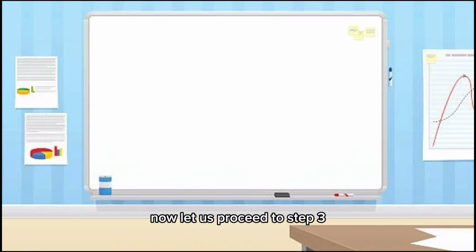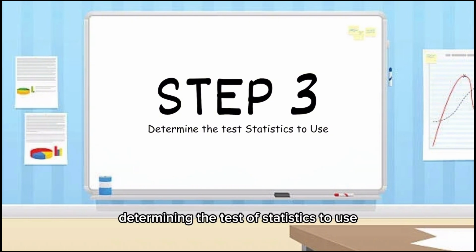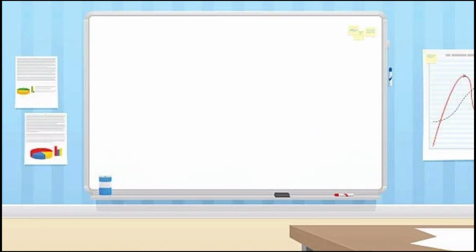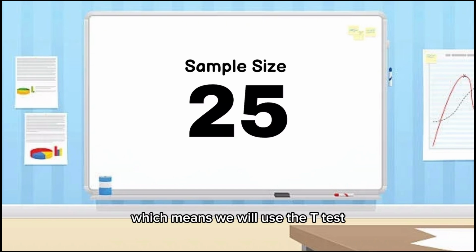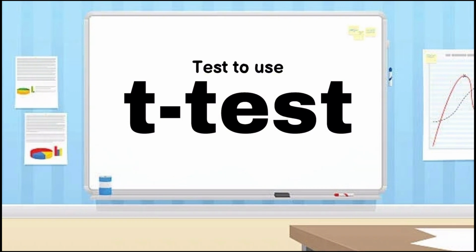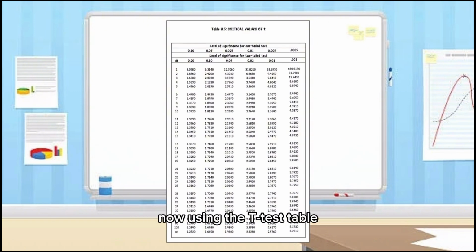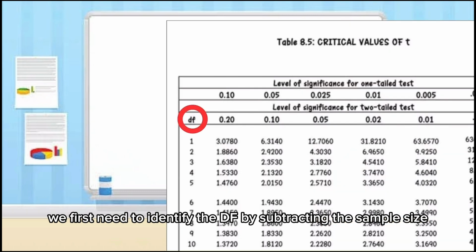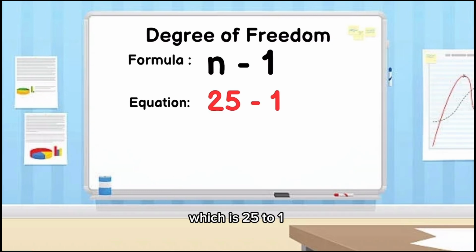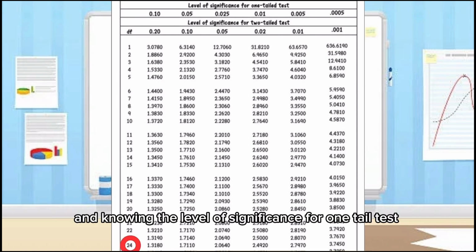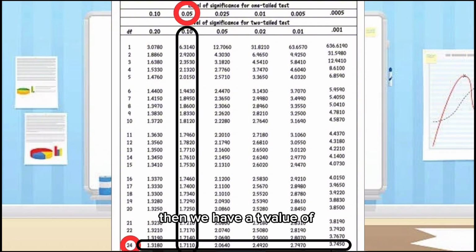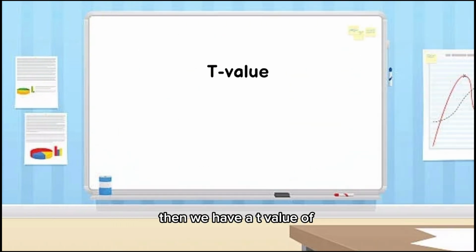Now, let us proceed to step 3, determining the test statistic to use. We have a sample size of 25, which means we will use the t-test. Using the t-test table, we first need to identify the degrees of freedom by subtracting 1 from the sample size of 25, giving us 24. Along the row of 24, and knowing the level of significance for a one-tailed test is 0.05, we have a t-value of 1.71.